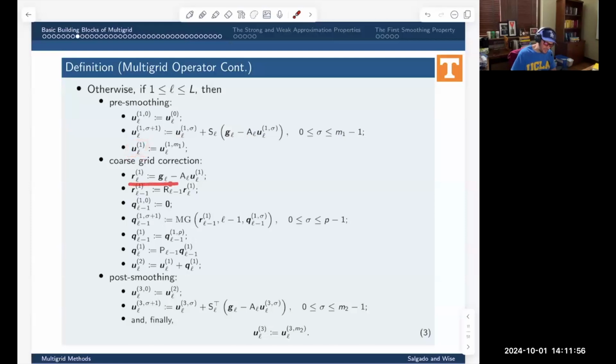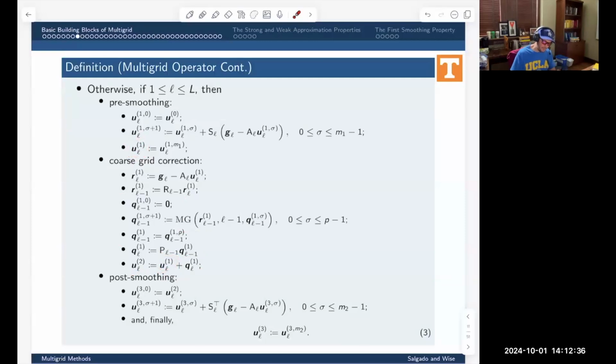Next, I'm going to compute a residual for that. I'm going to push that residual down to the relative coarse grid, using the restriction matrix that I have associated. Then I'm going to somehow, and this is where the magic happens, so just write the words "magic happens" in your notes, compute what's called a coarse grid correction. I'm going to add that back to the last best guess I had, which was gotten through smoothing, and I'm going to call that U_L^2.